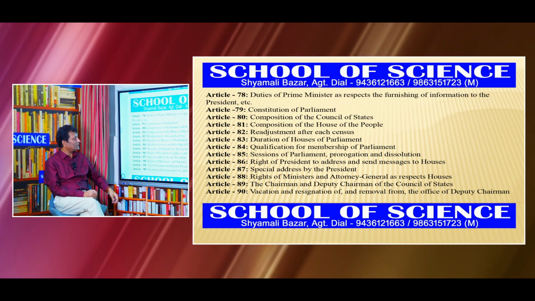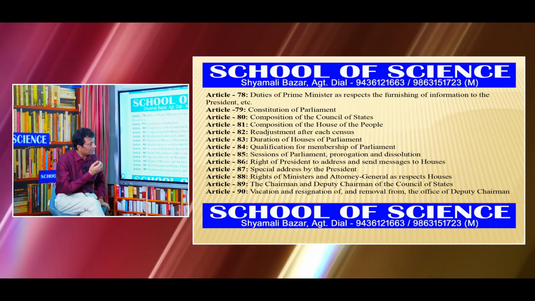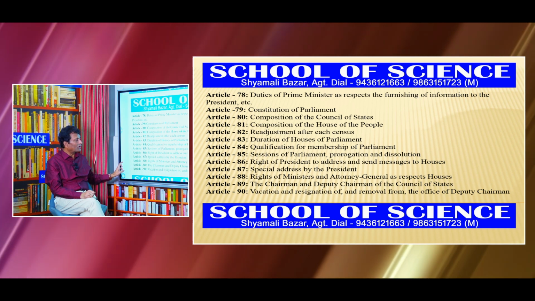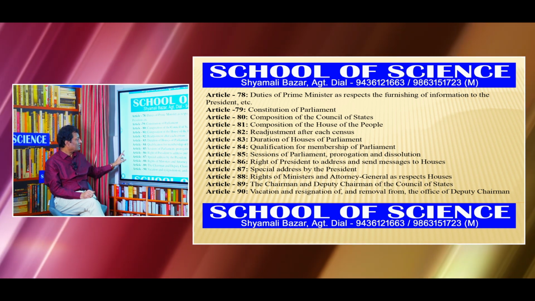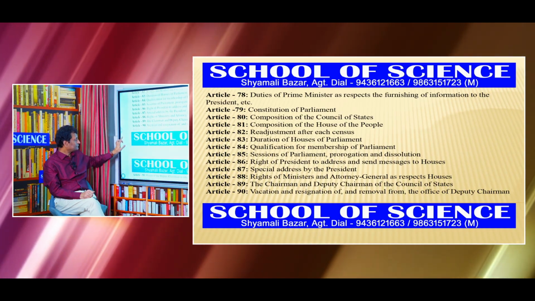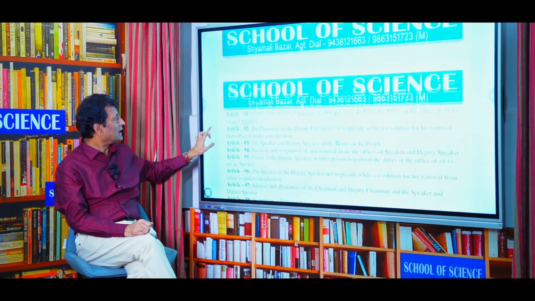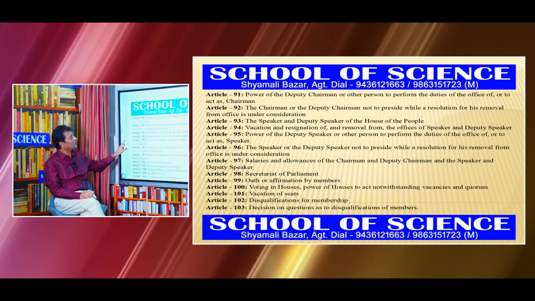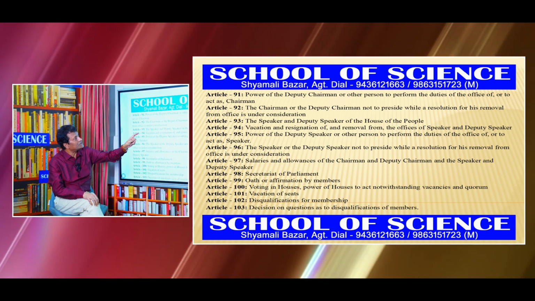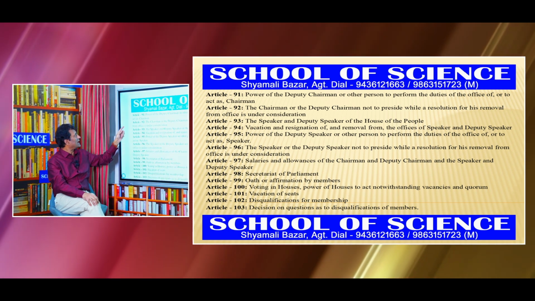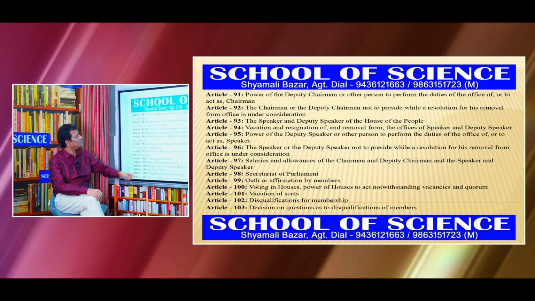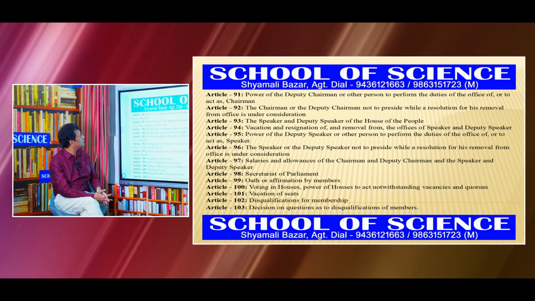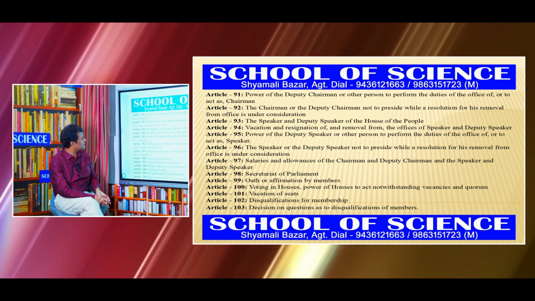Article 89 the chairman and deputy chairman of the Council of States. Article 90 vacation and resignation of and removal from the office of the deputy chairman. Then Article 91 power of the deputy chairman or other person to perform the duties of the office of or to act as chairman. Article 92 the chairman or the deputy chairman not to preside while a resolution for his removal from office is under consideration.